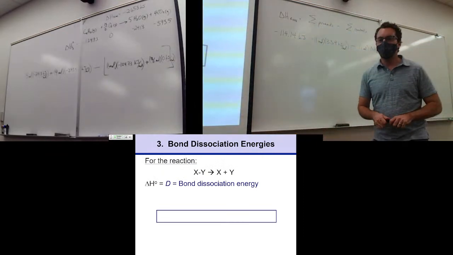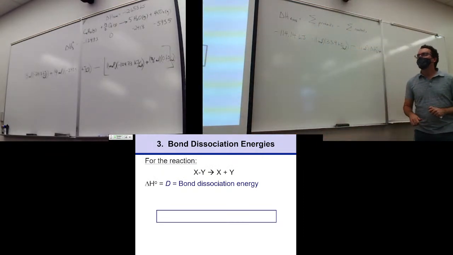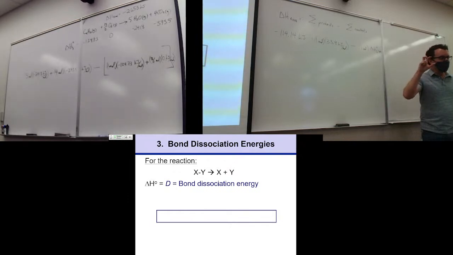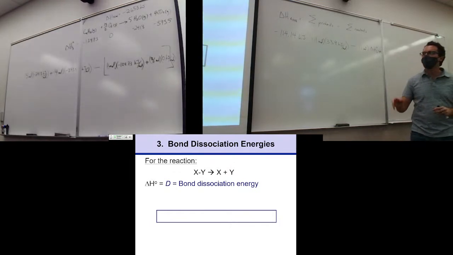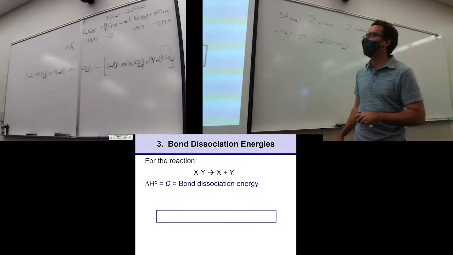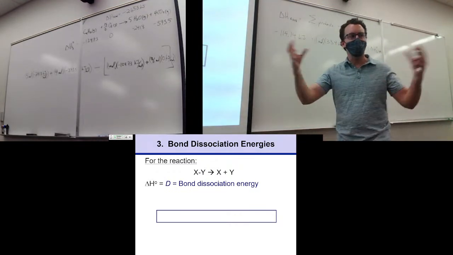And so first, let's talk about what a bond dissociation energy is. We're going to use the variable D. You're going to see that as, hey, D is equal to this. That literally means the bond dissociation energy, how much energy it takes to break the bond.